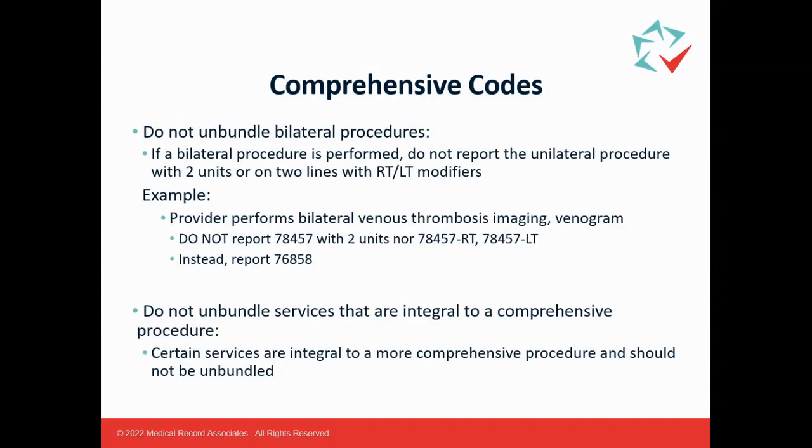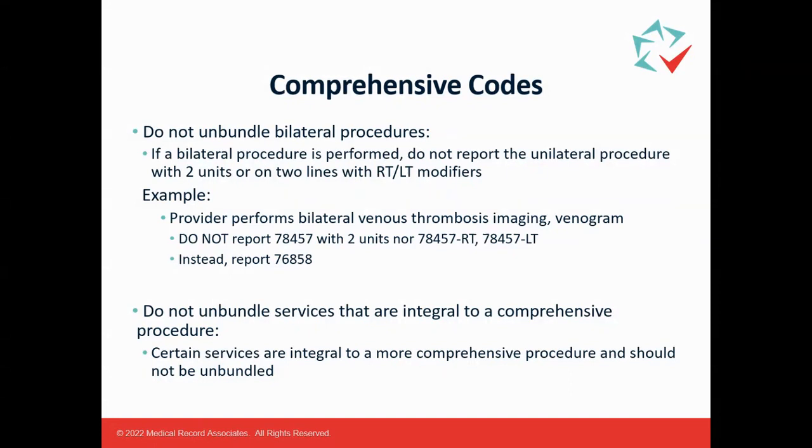So you do not unbundle bilateral services either. If a bilateral procedure is performed, do not report the unilateral procedure CPT code with 2 units or on 2 lines with right and left modifiers. If the code is a bilateral code, that's the code. It's 1 unit for a bilateral code.